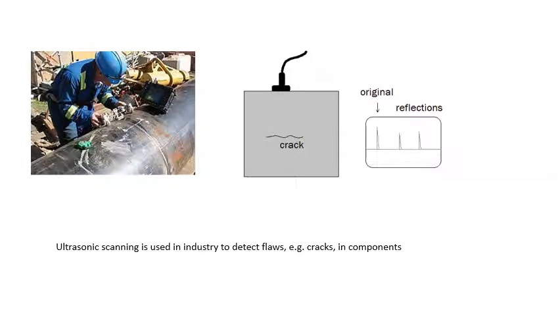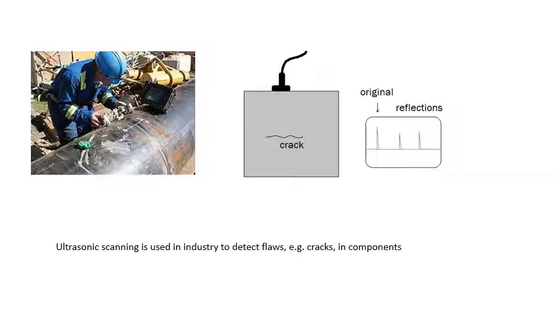Ultrasound or ultrasonic scanning is used in industry to detect flaws, for example, cracks. I mean, this might be something like the wing of an aeroplane, and you need to look inside the metal, or look inside a pipe to see if there's any cracks. So any kind of flaws, any kind of defects. And basically what happens is that the ultrasound will reflect off the crack. And then again, a computer can build up an image and you can actually see inside the metal.